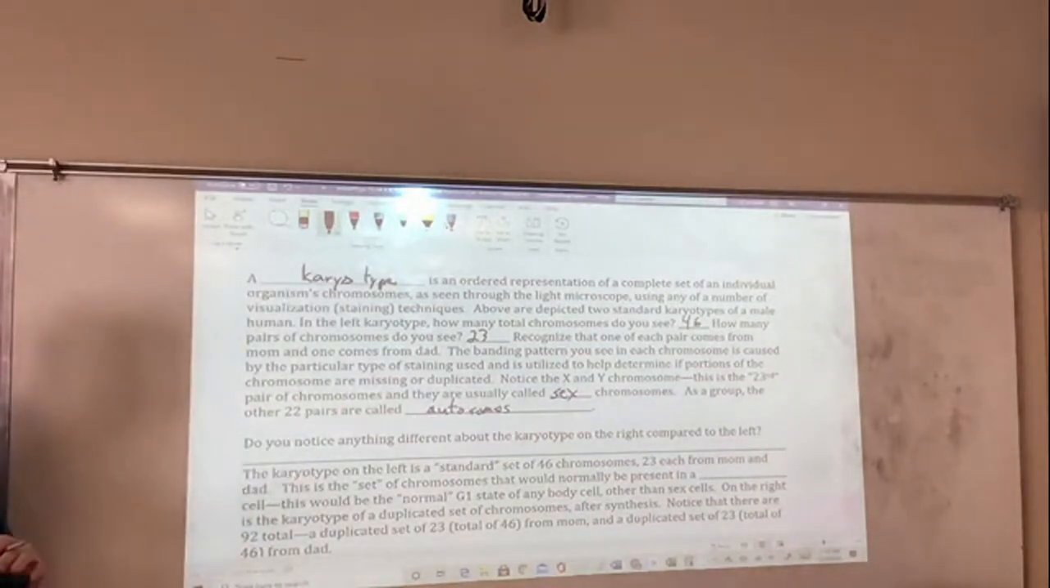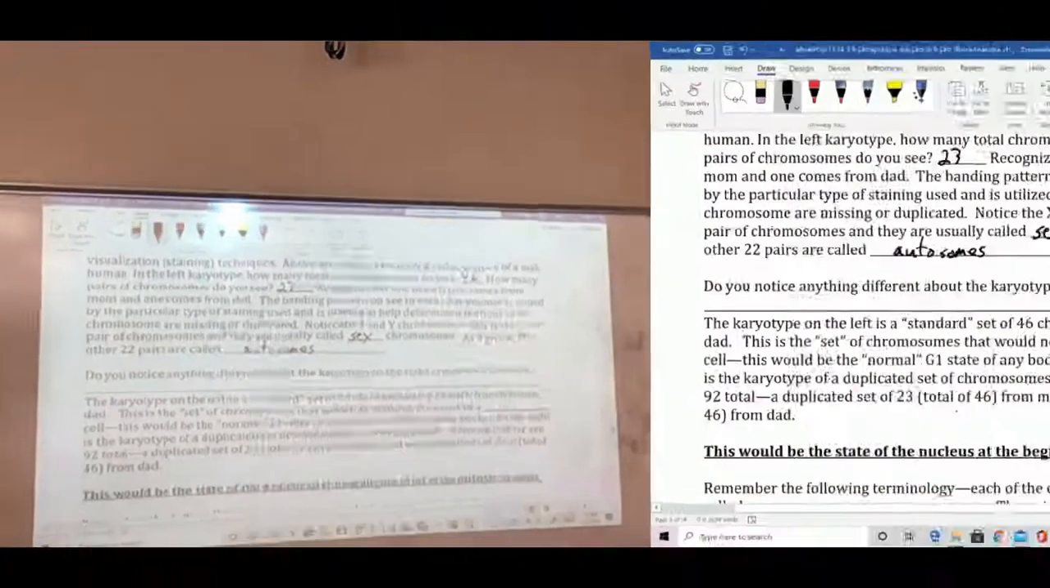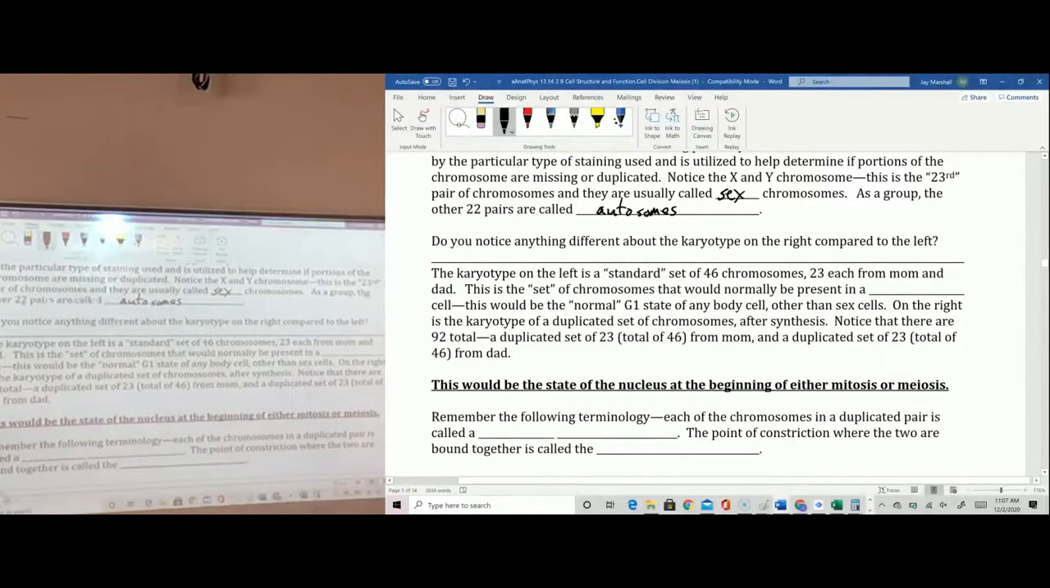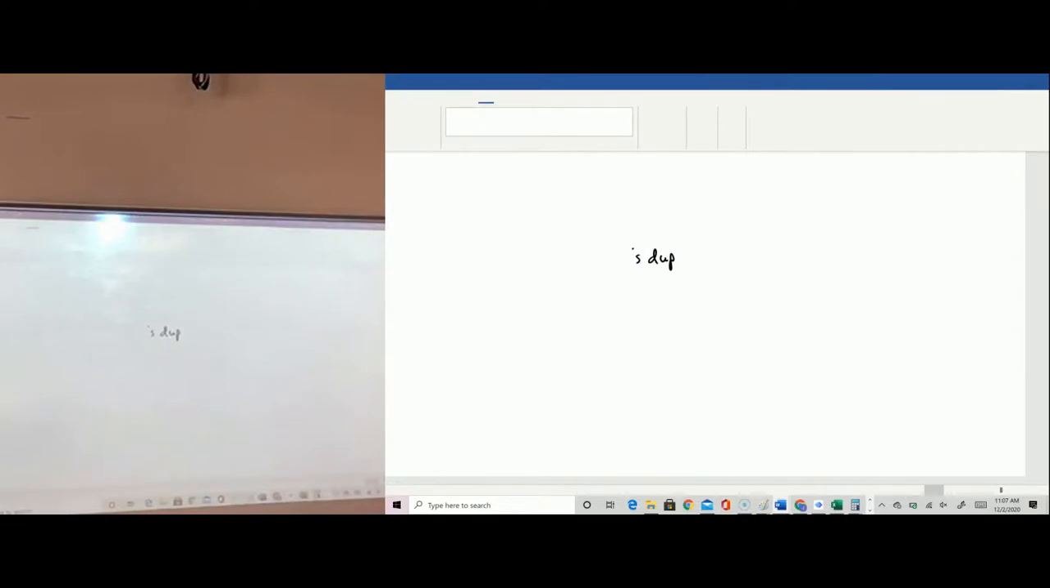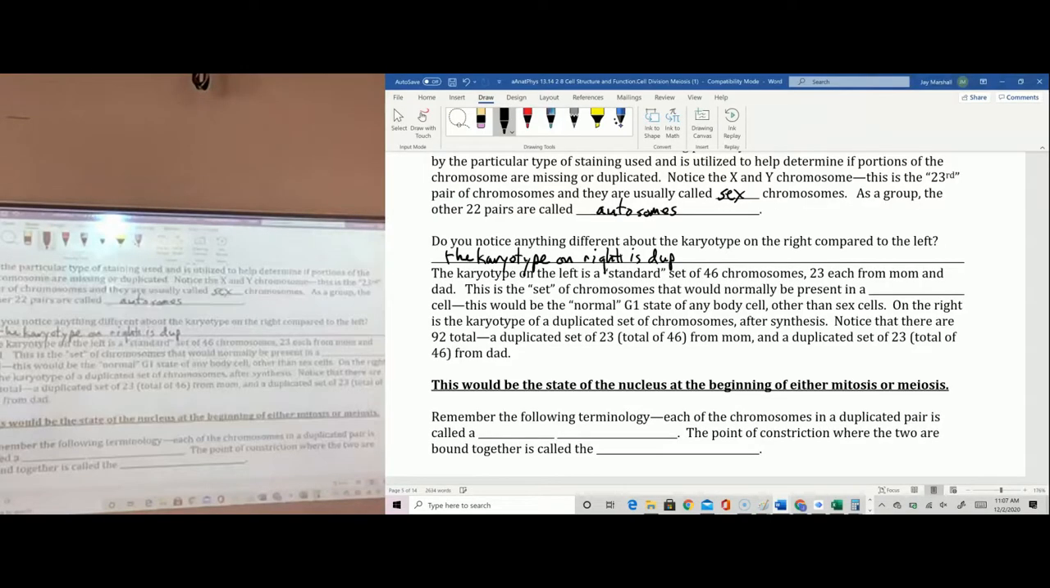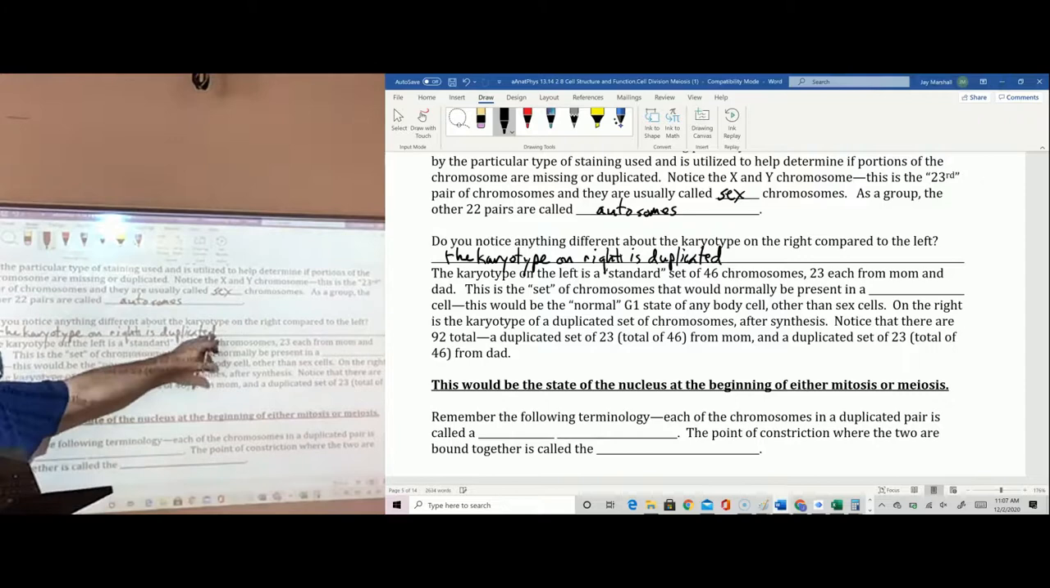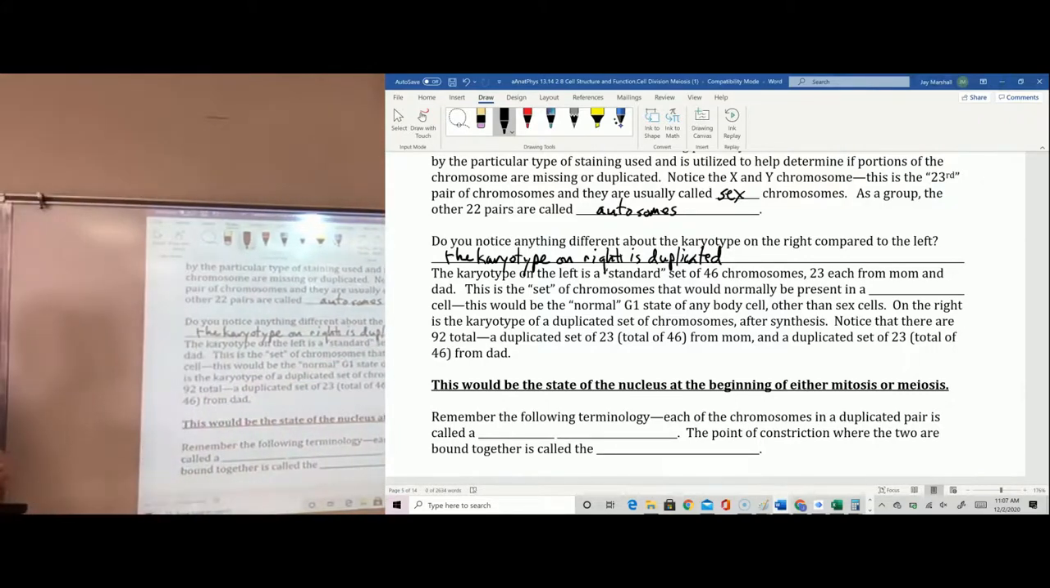And then I asked, did you notice anything different about the karyotype on the right compared to the left? We've already explained that the karyotype on the right is duplicated. Okay? And it's not just duplicated, right? It's replicated. It's perfectly duplicated.